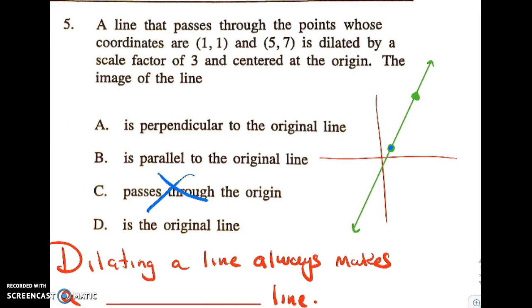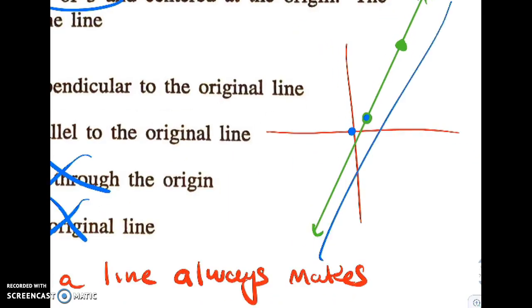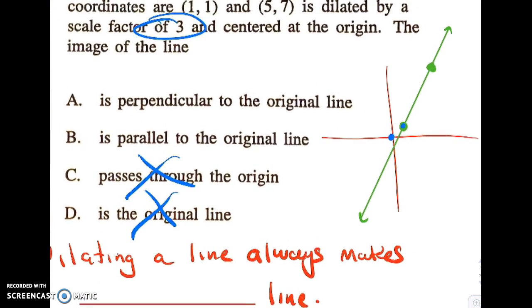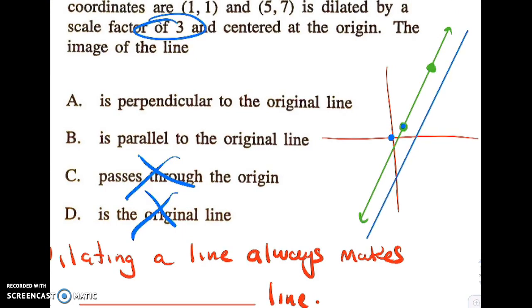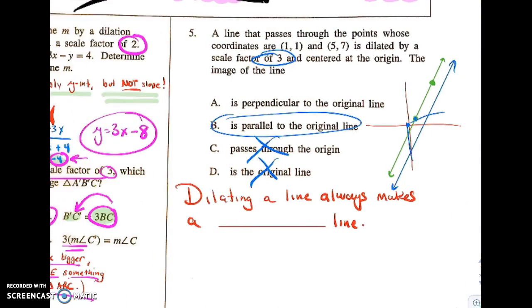If I multiply by a scale factor of 3 centered at the origin, then it can't be the original line like the last problem, because that point isn't on the line, so it's going to move. It's going to move down here somewhere, right? So what's going to happen is it's going to move the same distance away again and be parallel. You'll always get a parallel line, because that's what happens when you dilate. You get a line with the exact same slope. Dilating a line always makes a parallel line.